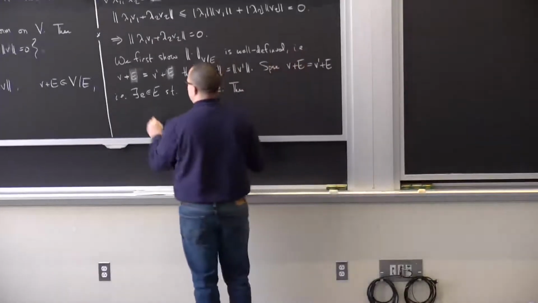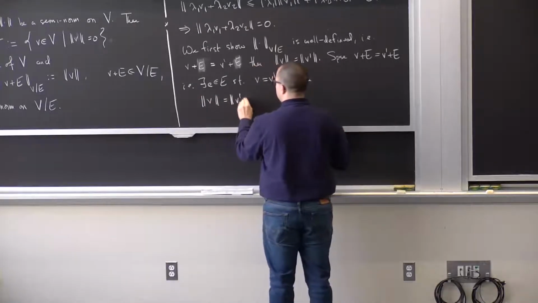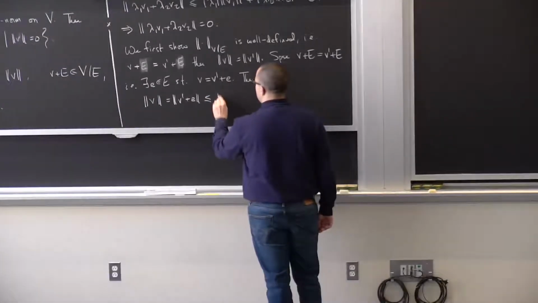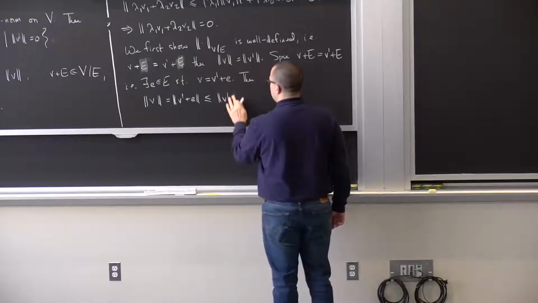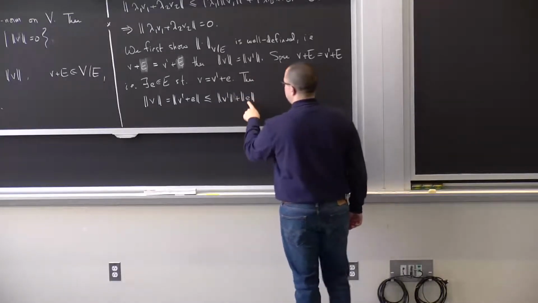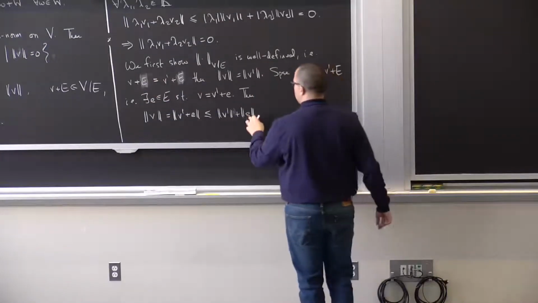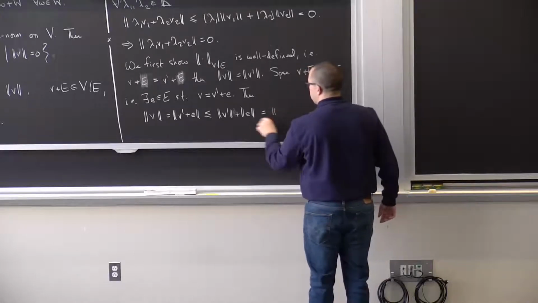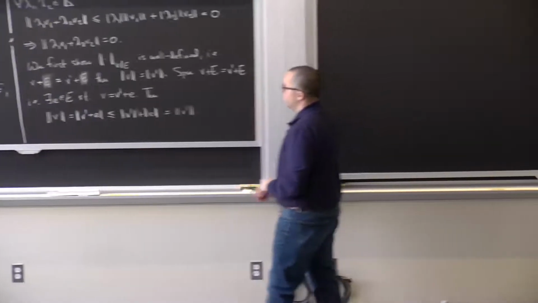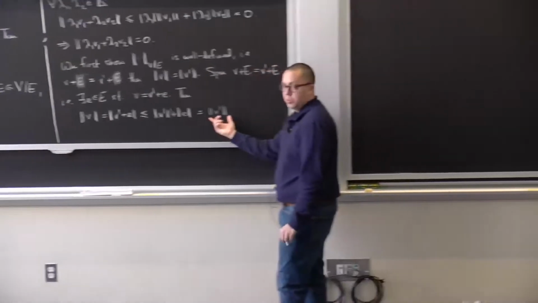Then, if I take the norm of V, this is equal to the norm of V prime plus E. And by the triangle inequality, this is less than or equal to the norm of V prime plus the seminorm of E. And now since E is coming from this set of all vectors with seminorm equal to 0, this is equal to 0, and therefore I get the seminorm of V prime. So I've shown that the seminorm of V is less than or equal to the seminorm of V prime.